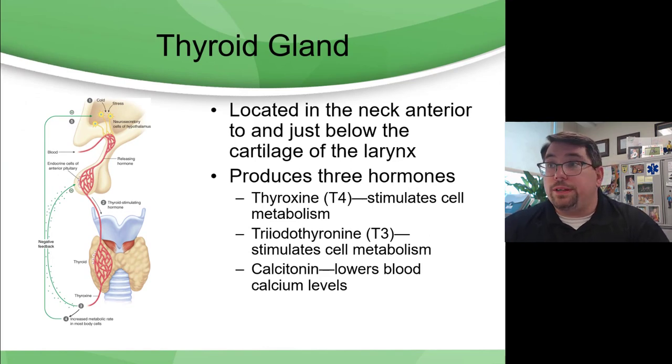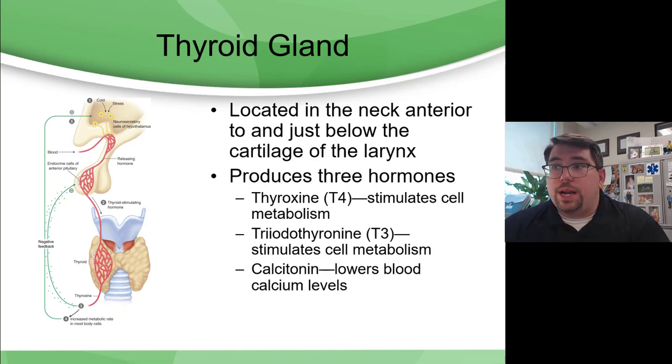Now, if we look at your thyroid gland as one of the primary components that we'll talk about, there's 2 lobes of the thyroid gland. They're located in the neck, anterior, and just below the cartilage of the larynx, with 1 lobe on either side of the midline. The 2 lobes are connected by a small isthmus, or band of tissue, that crosses the trachea at the level of the cricoid cartilage.